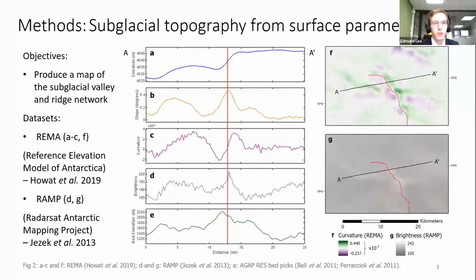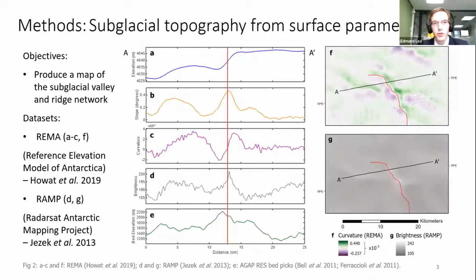So just to briefly go over the data sets we're using here and how we're using them. There are two main data sets we used in the mapping. The first is the reference elevation model of Antarctica, published in 2019, which is a high-resolution digital elevation model created using high-resolution satellite imagery. The purpose of this data then is to actually look at the change in surface slope across the ice sheet in the area that we're interested in.